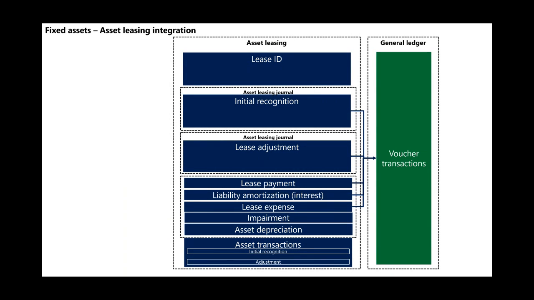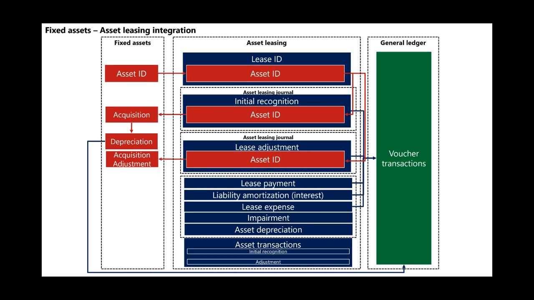So as I mentioned, the integration with fixed assets, many times, I would like to give you a high-level representation of the integration scenario. So as we mentioned, we have the lease ID, and this lease carries multiple books behind it, and we can post the initial recognition, lease adjustment, payments, interest, and so on. And all these transactions are posted to general ledger.